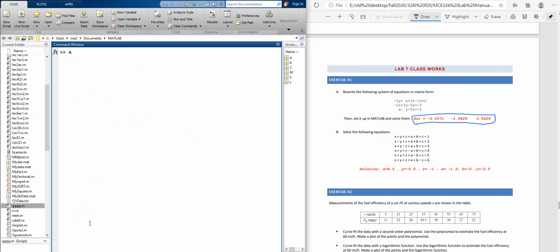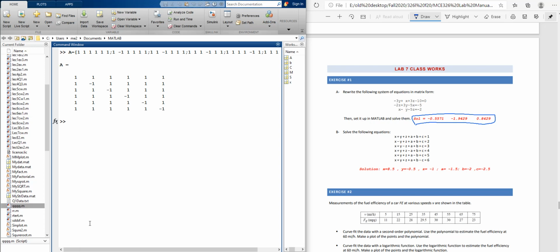Again, we can define A equal to the coefficients. As you see, the first row is 1 for X, 1 for Y, 1 for Z, 1 for A, 1 for B, 1 for C. Then go to the next line: 1 for X, minus 1 for Y, 1 for Z, 1 for A, 1 for B, 1 for C. Then the next row: 1, then 1, then minus 1, then 1, then 1, then 1. The fourth row: 1, 1, 1, then minus 1, 1, 1. Next: 1, 1, 1, 1, minus 1, 1. And the last one: 1, 1, 1, 1, 1, and finally minus 1. To be sure, yes, this is the matrix A.